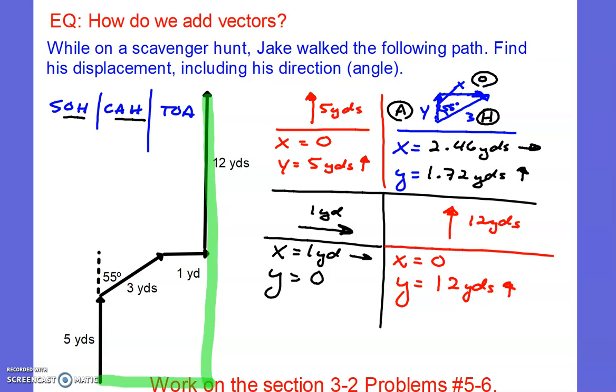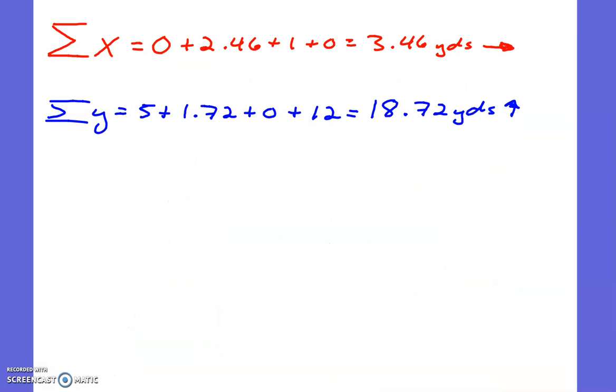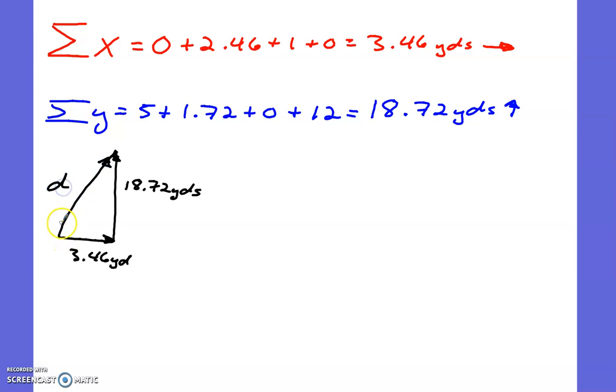And now that we know those numbers, we want to find the hypotenuse and the angle. I like to rewrite this triangle though. So I'm going to rewrite this. We know that Jake has gone east 3.46 yards, and he has gone north 18.72 yards. We want to find the hypotenuse and the angle. And we do so the same as what we did in the very first video.